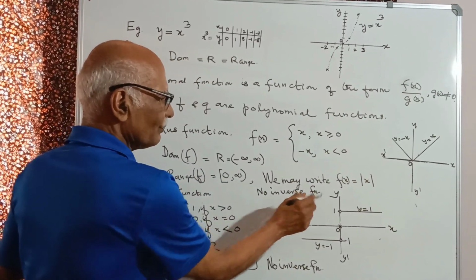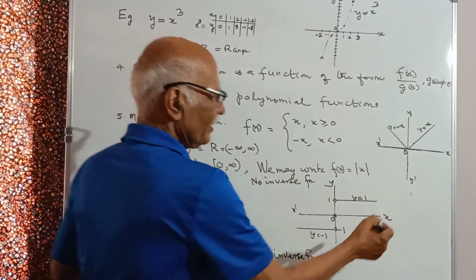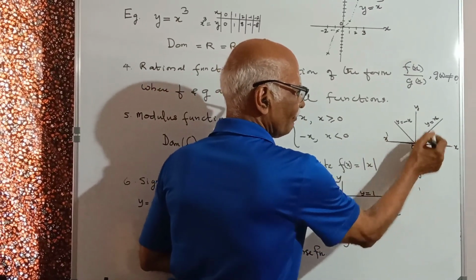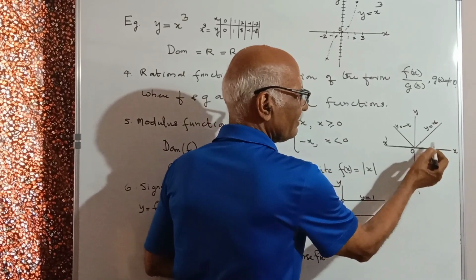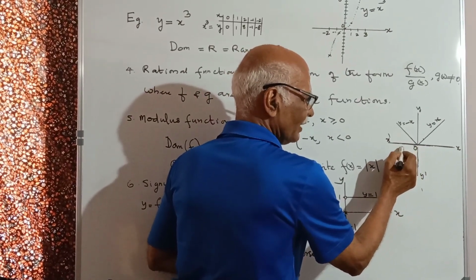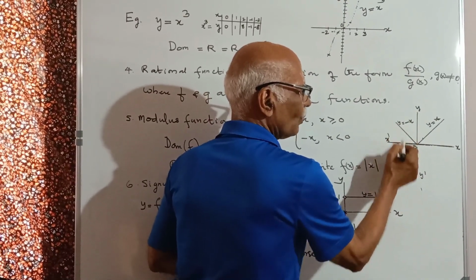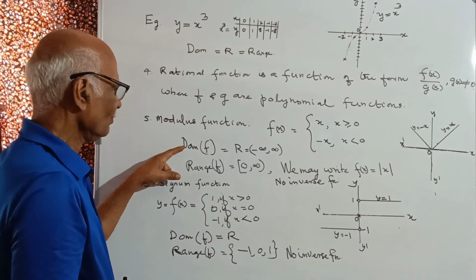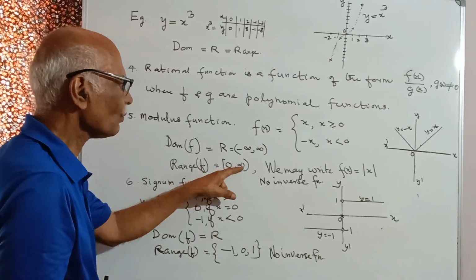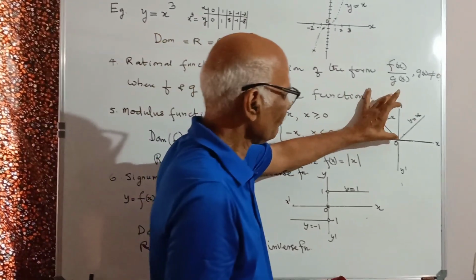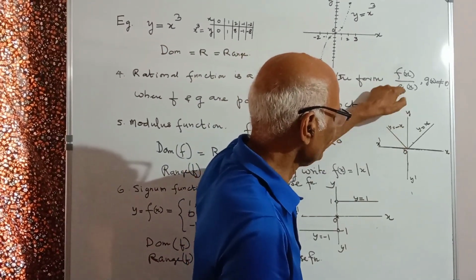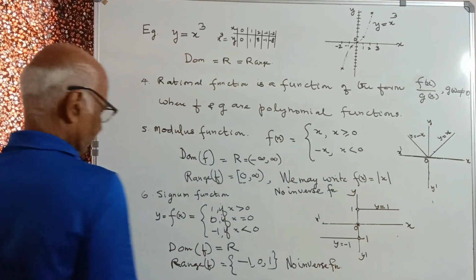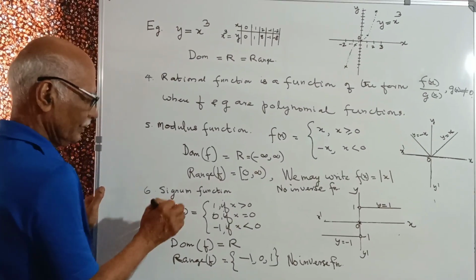There is no inverse for this function, because you can see that for different values of x, you get the same value of y. x is 3, x is minus 3, y is always the modulus, so it is 3. Now, the range of f is 0 to infinity, because the values of y will go from 0 to infinity only. The domain is, of course, minus infinity to infinity.